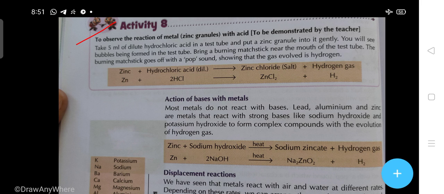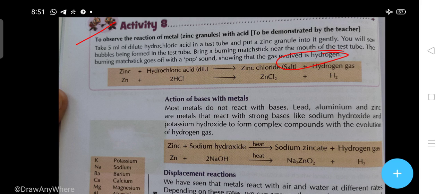This pop sound is generated because of the presence of hydrogen gas. Now the zinc reacts with the hydrochloric acid, forming zinc chloride, and hydrogen gas erupts.